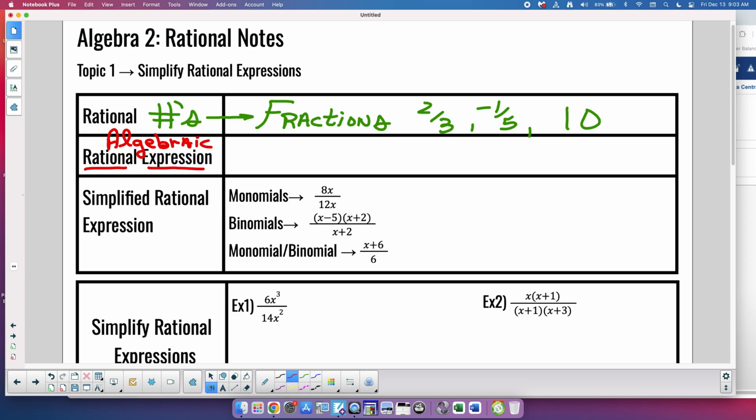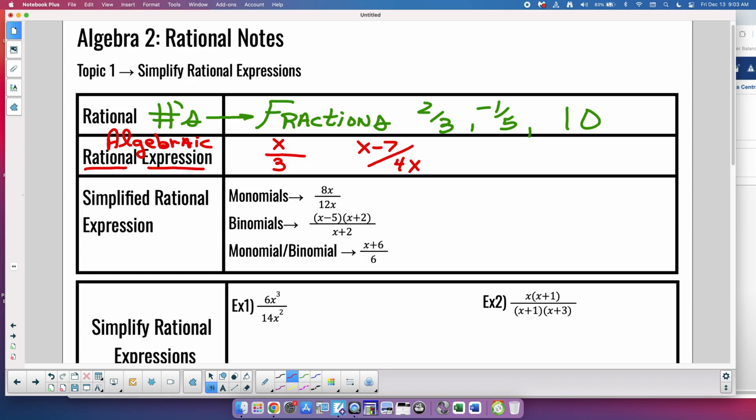Algebraic will mean it's a fraction with what in it? What do you think of when you think of algebra? X's. Yeah. Algebraic rational expressions have to have x's in them. So x over 3 is an algebraic rational expression. x minus 7 divided by 4x, that's a rational expression, okay?